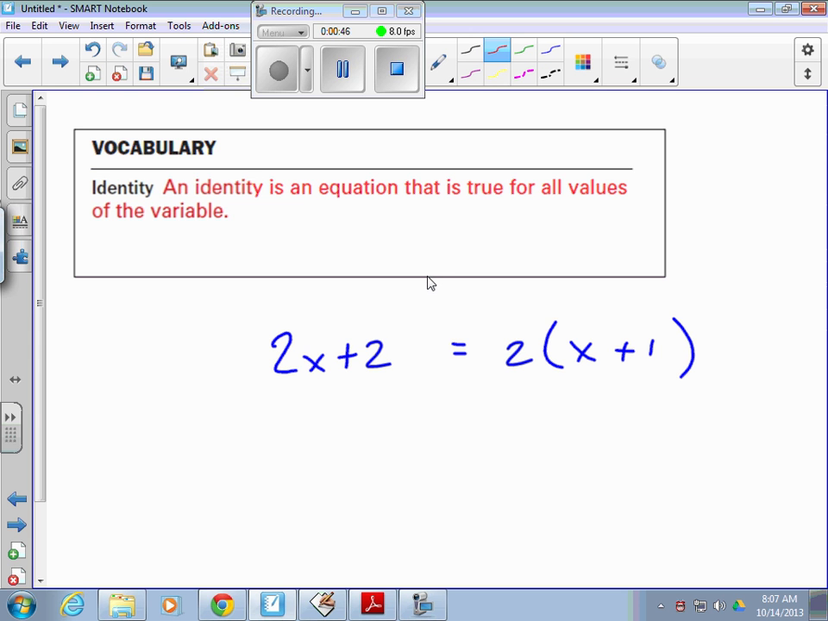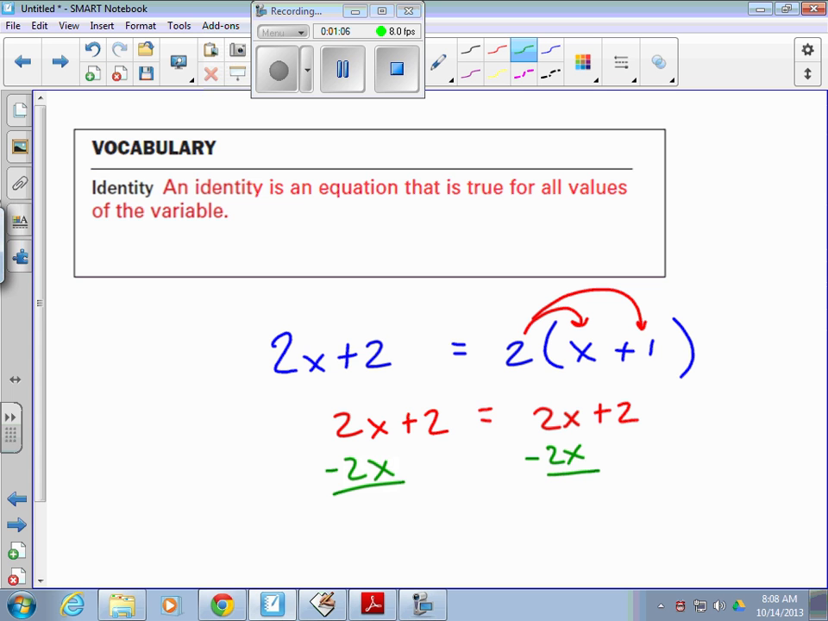So we know we have to distribute 2 to both of these. 2 times x is 2x, and 2 times 1 is plus 2. Notice we have the same thing on both the left and the right side of the equal sign. So if we were to undo plus 2x, we would subtract it on both sides, and we would be left with no more x's, like 0x. And if we undid plus 2, we'd subtract 2 on both sides, and we'd be left with 0 equals 0. That's a true statement.